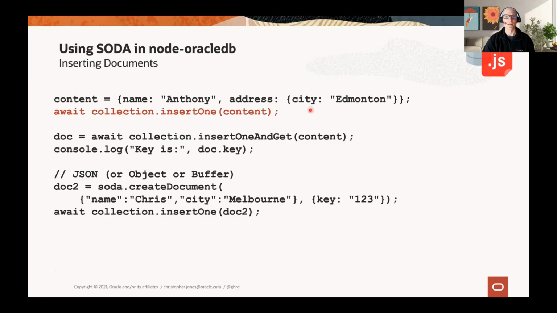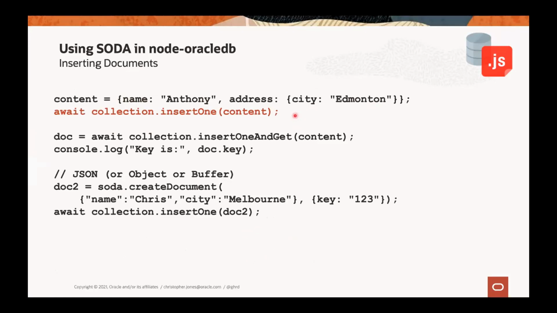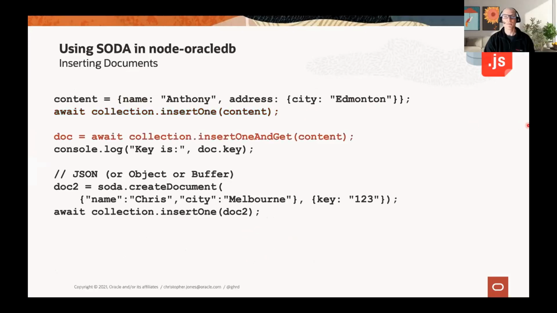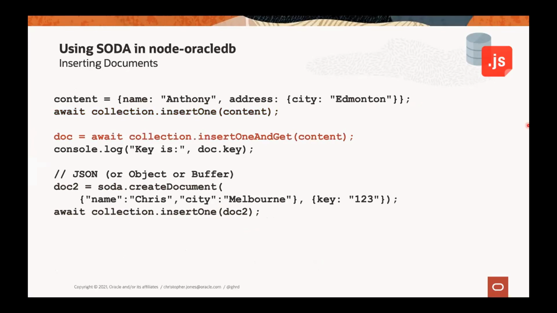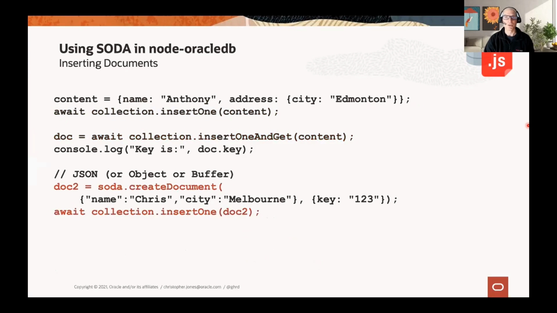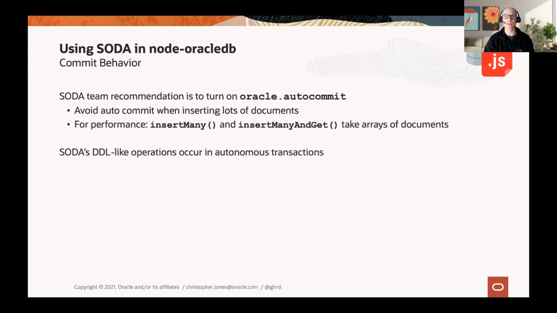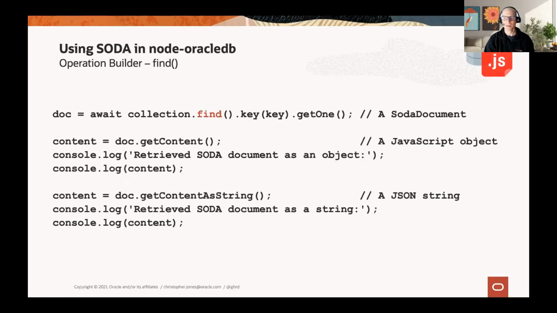And you can see that we can insert data, just a straight JavaScript object, into the database. If we want to get some of that metadata back that's automatically inserted, we can do insertOneAndGet. If we want to use our own explicit metadata, we might use this createDocument command and actually construct the document itself before we insert, instead of just passing in the JavaScript object. Auto commit is always contentious because the SODA team likes to have it on. I just spoke about the performance issues. We have insertManyAndGet, the array fetch, the executeMany kind of equivalent, so use those instead. But auto commit is there to use if you want.